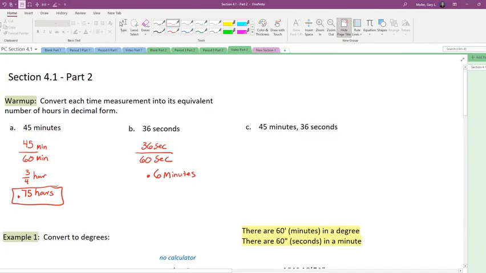But I don't want minutes, I want hours. So the question now is how many hours is 0.6 minutes? And the answer is not very many. But what do we do? We do the same thing we did on part A. We're going to take our 0.6 minutes and divide it by 60 possible minutes. And then I get an answer of 0.6 divided by 60, which is going to be 0.01. So 36 seconds is equal to 0.01 hours.